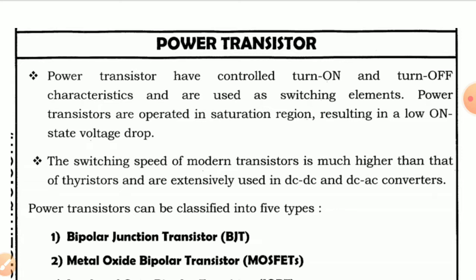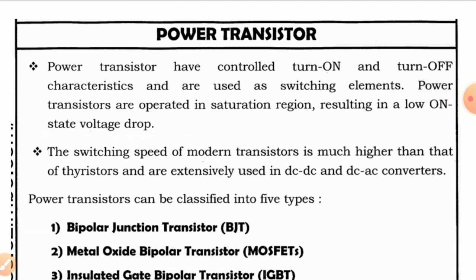Here, power transistors have controlled turn on and turn off characteristics. That means the switch on and switch off characteristics of these power transistors are being controlled here. These transistors are used as switching elements, and they are operated in the saturation region. The switching speed of a modern transistor is much higher than that of the thyristors.